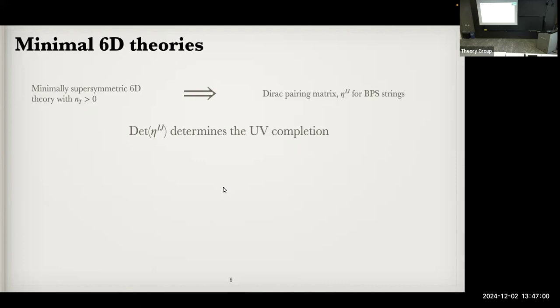So these BPS strings, they're on the Coulomb branch of the theory only, or? Yeah, so they will be on the tensor branch. In 6D, you have the tensor branch, exactly.